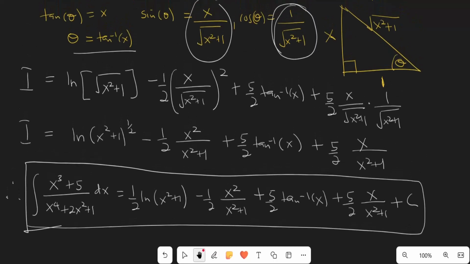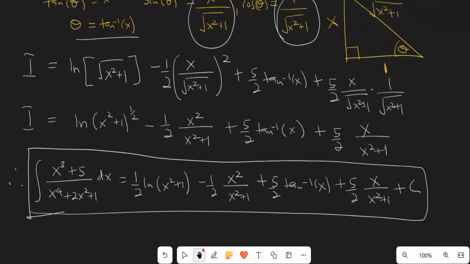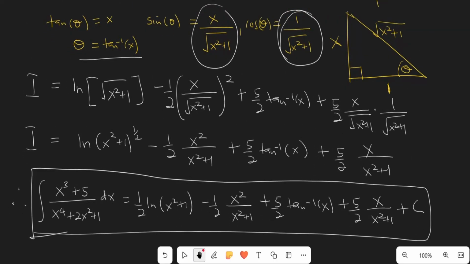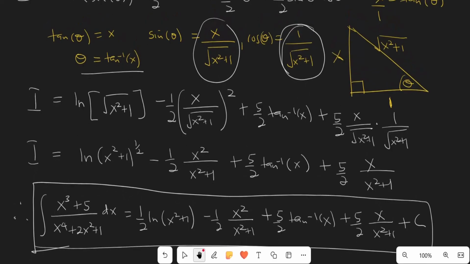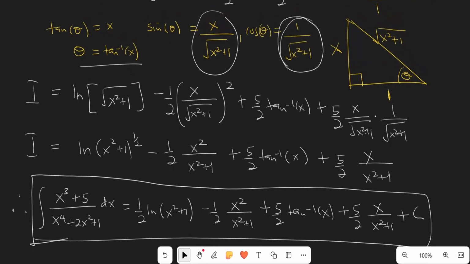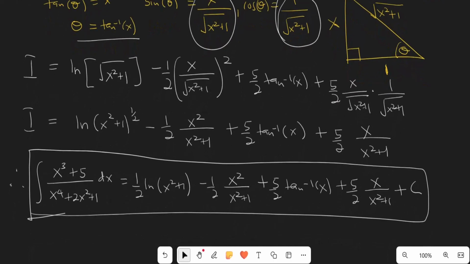So that is how you solve these kinds of integrals. If you have a shorter version of solving this integral, make sure to give a comment in the comment section and let me know what you think. Anyway, this is the answer to our problem.